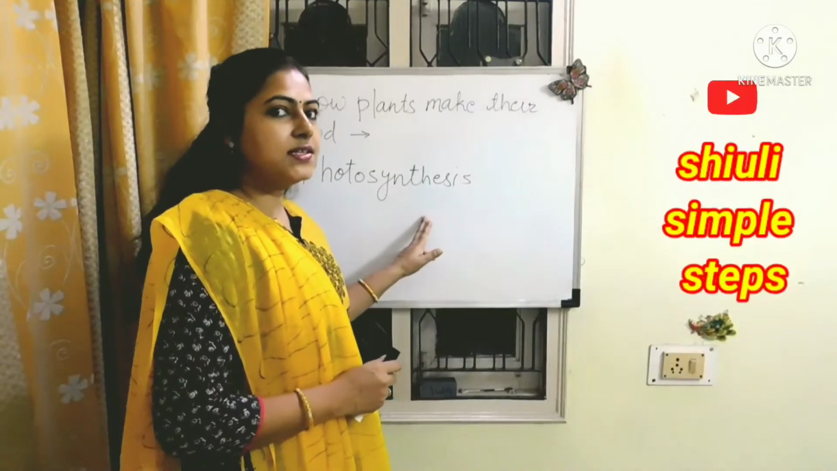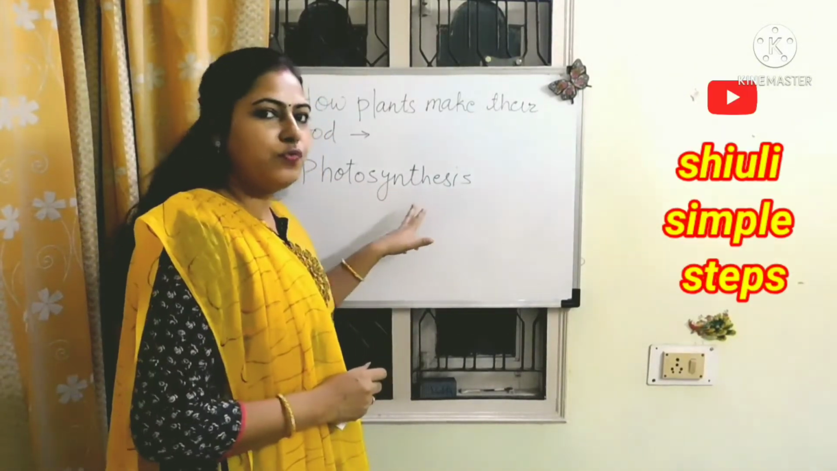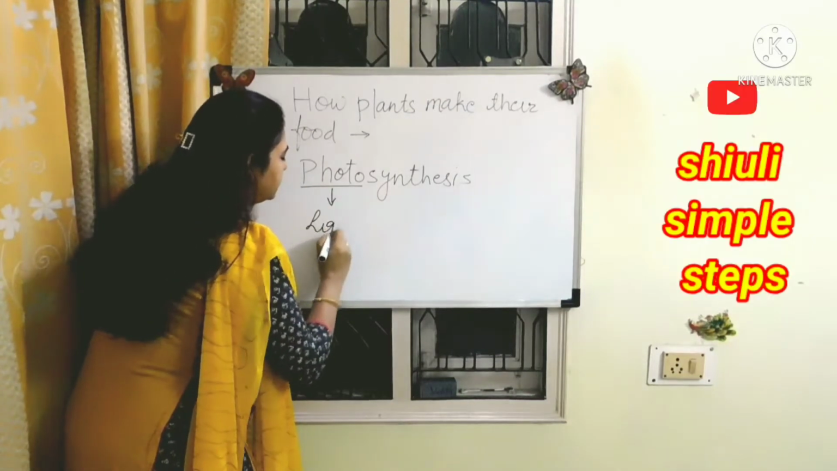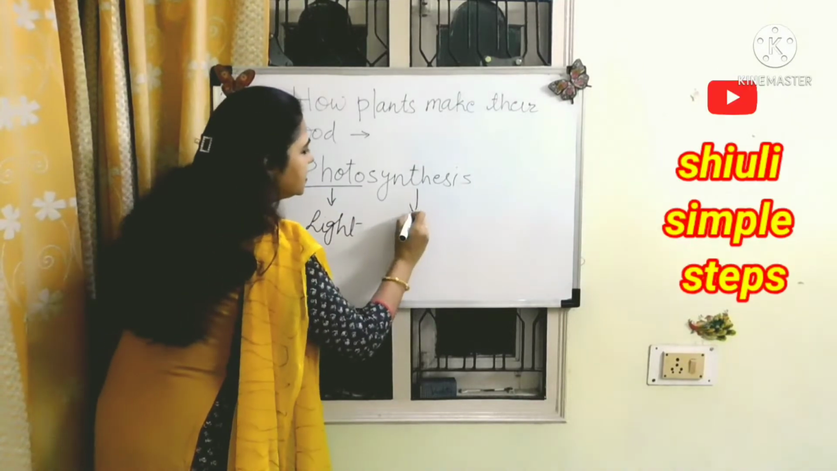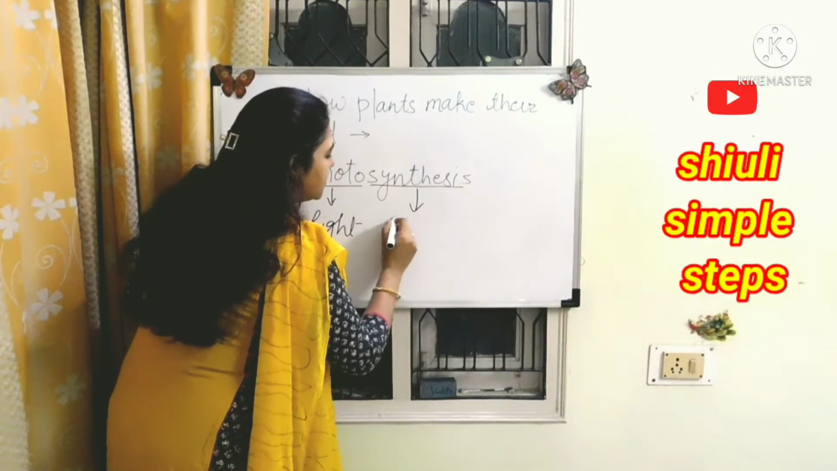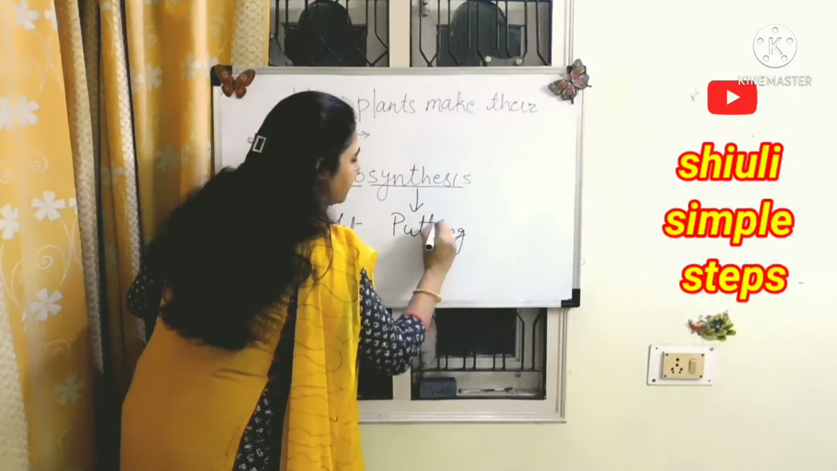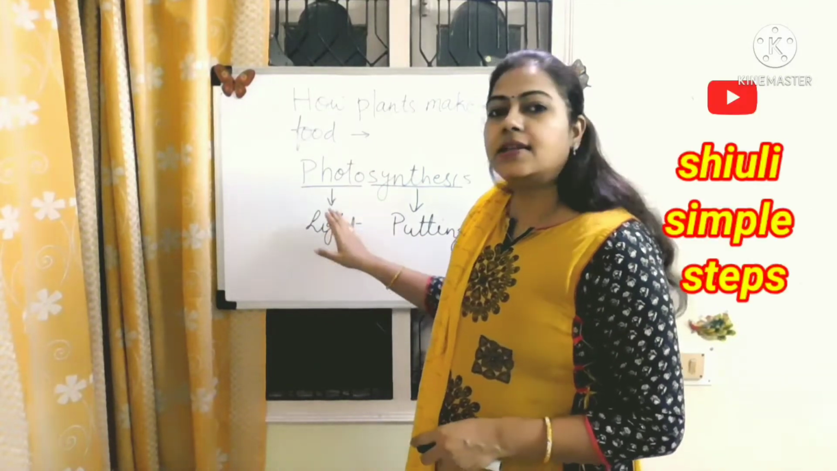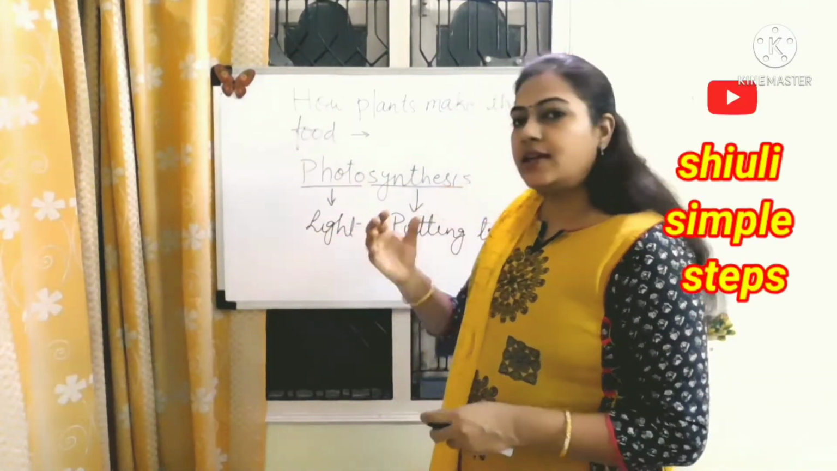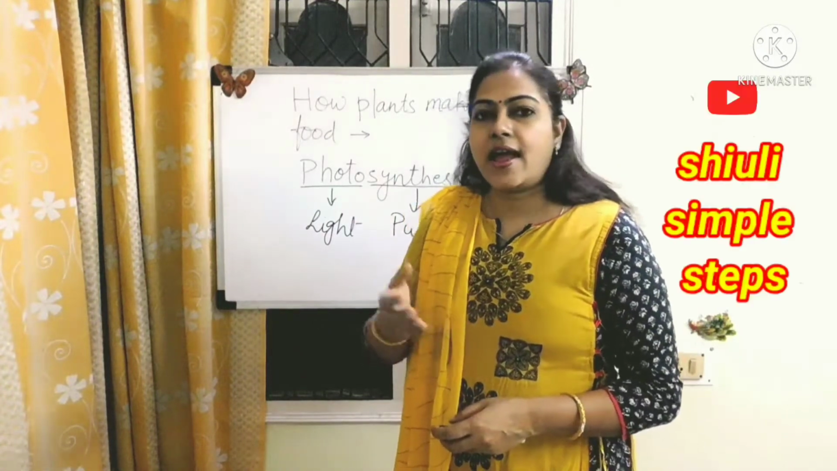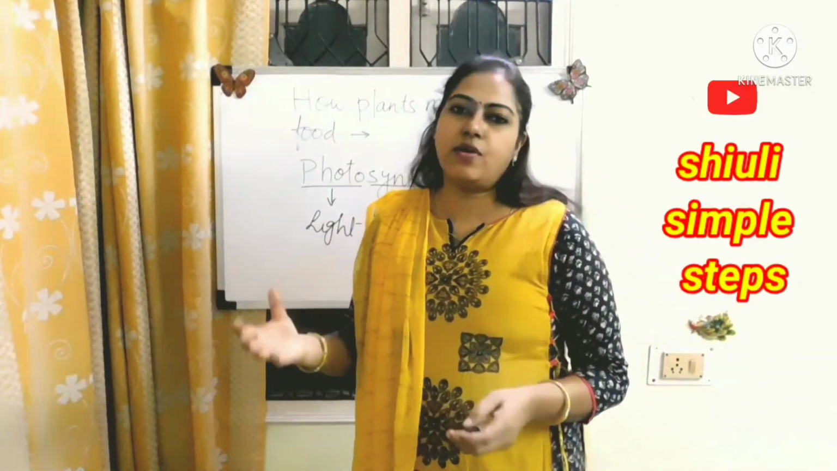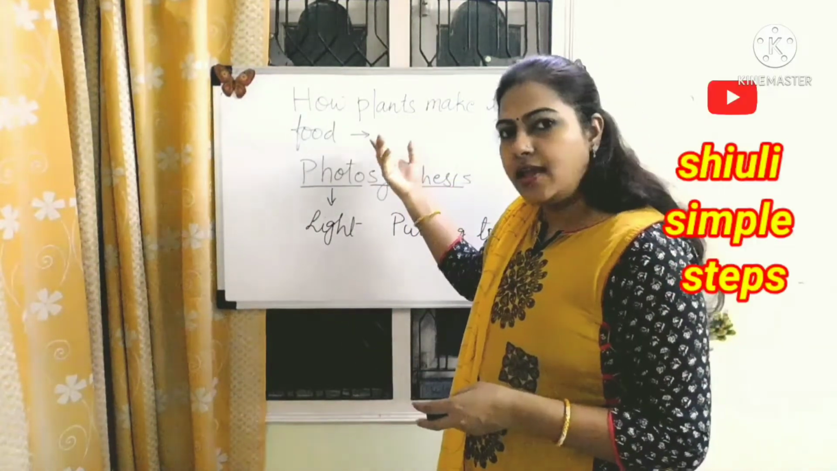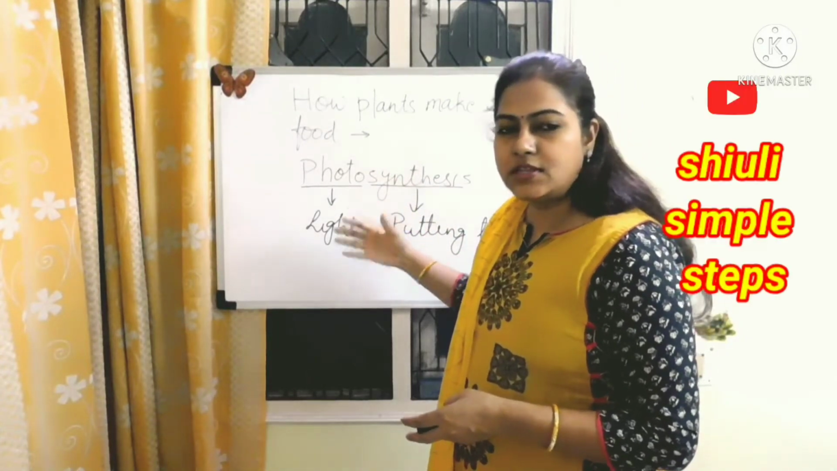Photosynthesis is made up of two words. First is photo. It means light. And second is synthesis. It is putting together. Okay. In this process, plants get light from sunlight, take water from the soil and take carbon dioxide from the atmosphere, and they put together and form food for plants. Okay, let us see how this process works.